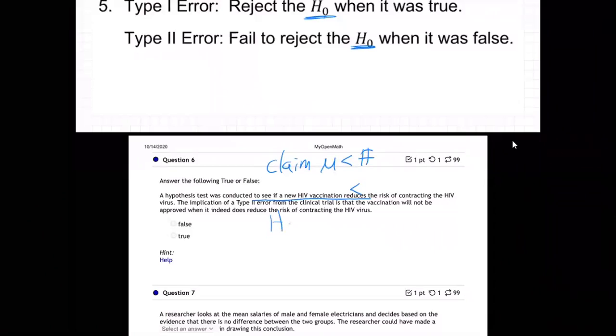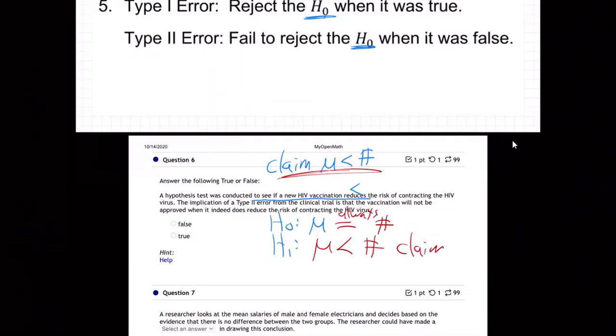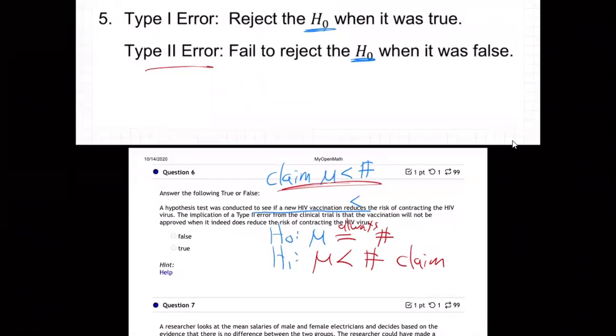So now we have to write H0, H1. What is H0 always? Equals. Always equals. Very good. We don't need to know the number, but we know H0 is always equals. The claim, therefore, is less than some number. I'm going to write claim next to that one. There we go.